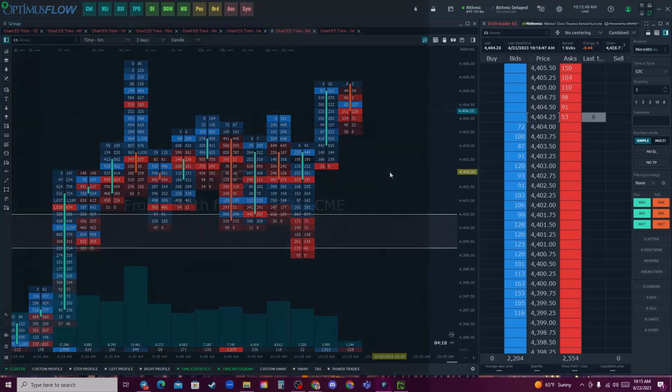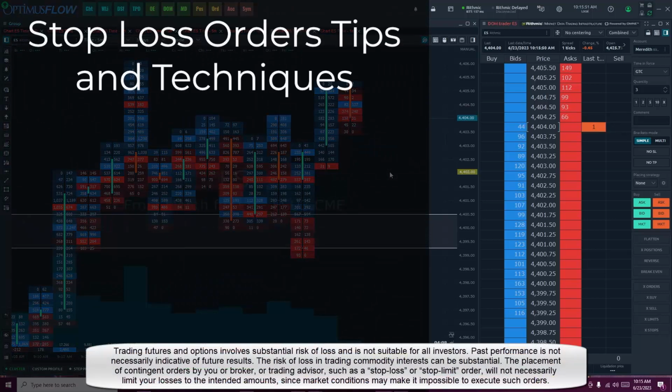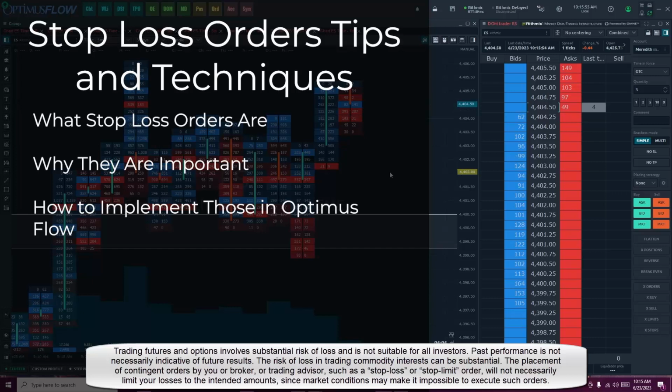Today's topic, we will be going over stop loss orders, tips and techniques. We're going to look at what stop loss orders are, why they're important, and how to implement those within Optimus Flow using a few different strategies.